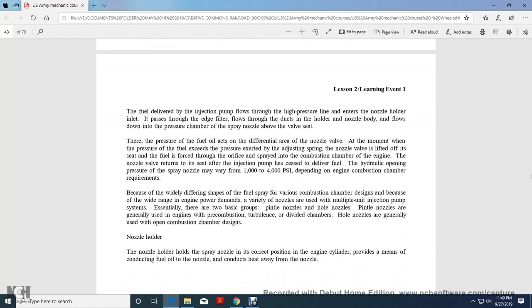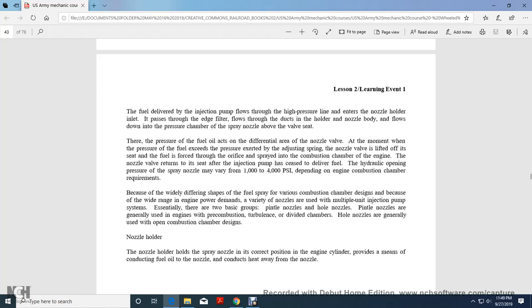Fuel flows down into the pressure chamber of the spray nozzle above the valve seat. The pressure of the fuel oil acts on the differential area of the nozzle valve. At the moment when the pressure fully exceeds the pressure exerted by the adjusting spring, the nozzle valve is lifted off the seat and fuel is forced through the orifice spray into the combustion chamber of the engine. The nozzle valve returns to the seat after the injection pump has ceased to deliver. The hydraulic opening pressure for the spray nozzle varies from 1,000 to 4,000 psi, depending on the engine combustion chamber requirements.